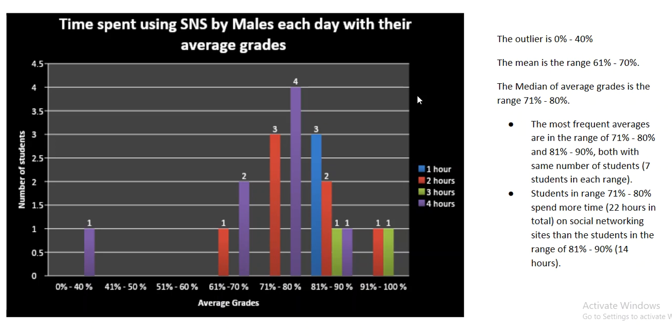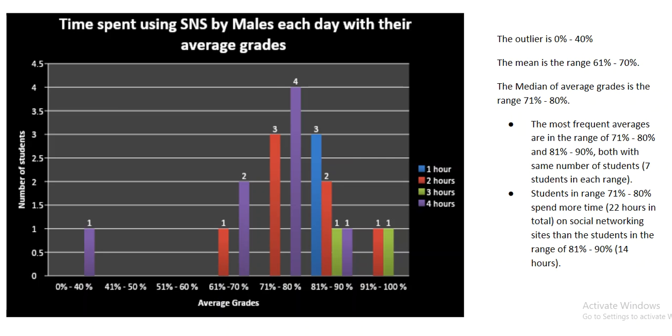The mean for the average grades of males lies in the range of 61% to 70%. The median of the average grades of males is in the range of 71% to 80%. The most frequent averages are in the range of 71% to 80% and 81% to 90%, both with the same number of students, 7 in each range. However, the students in the range 71% to 80% spend more time on social networking sites than the students in the range of 81% to 90%.